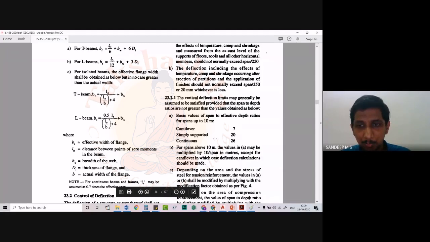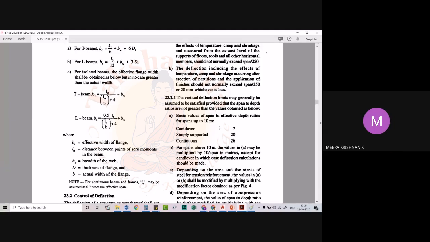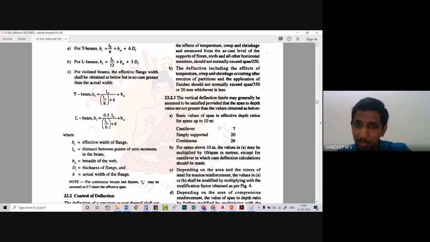And if it is a simply supported beam, the L by D ratio must be equal to another value, that is 20. And if it is a continuous beam, again, the L by D ratio must be equal to 26. So these are the conditions when the span of the beam which we are considering is less than 10 meters. Is it clear? Yes, sir. Anyway, while doing the design, we will be again going through these things.